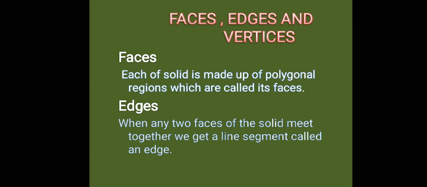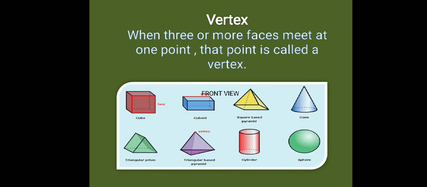Before beginning, we will learn some key terms, that is faces, edges and vertices. What is a face? A flat surface of a solid shape is called a face. Edges. An edge is a place where two faces in a solid meet together and we get a line segment there. Vertex. Vertex can more simply be termed as a corner. Yes, when three or more faces meet at one point, that point is called a vertex or a corner. Vertex in singular form, vertices in plural form.